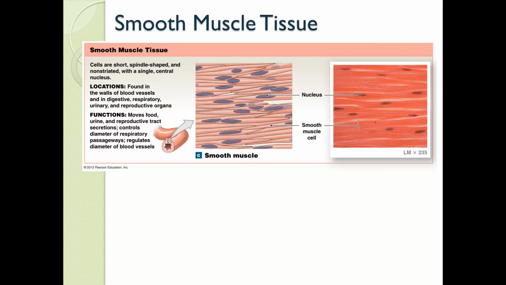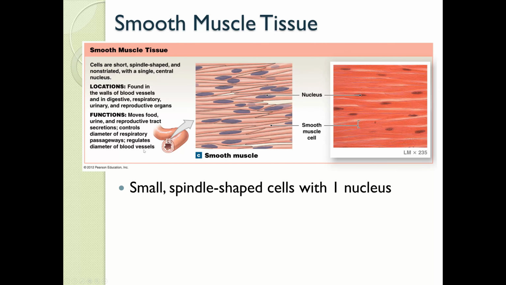Smooth muscle functions to move food, urine, and reproductive tract secretions. It also controls the diameter of the respiratory passageways and the diameter of your blood vessels. So smooth muscle is composed of these small spindle-shaped cells, which have one nucleus.